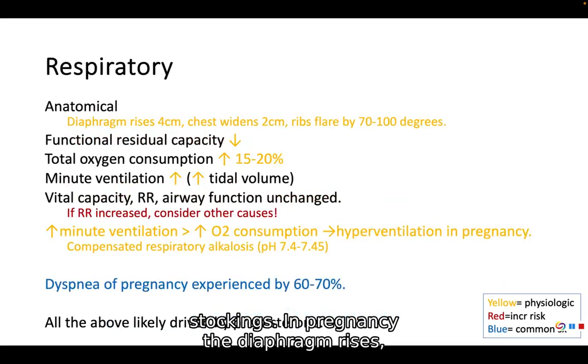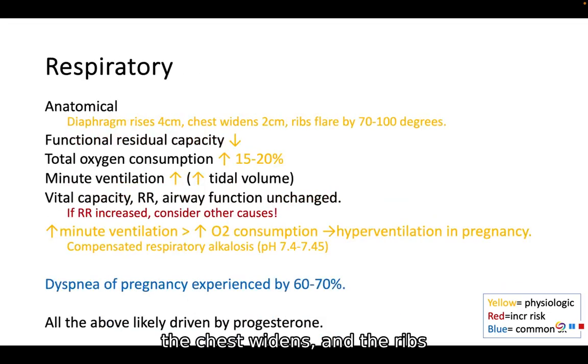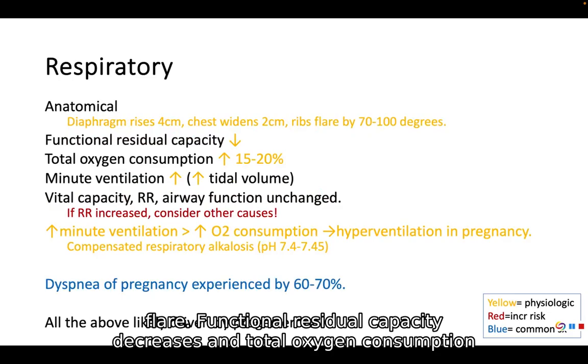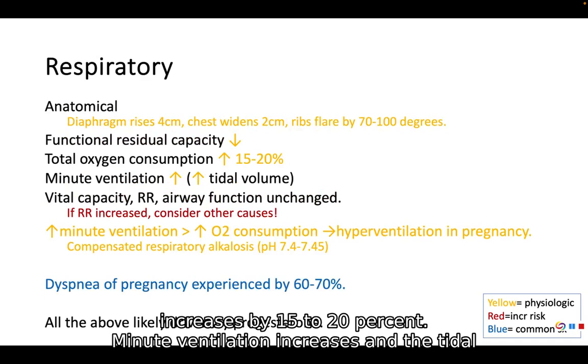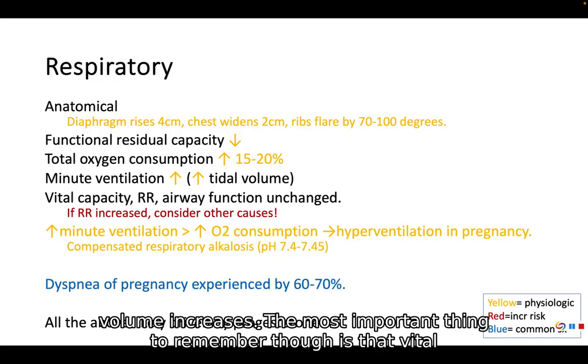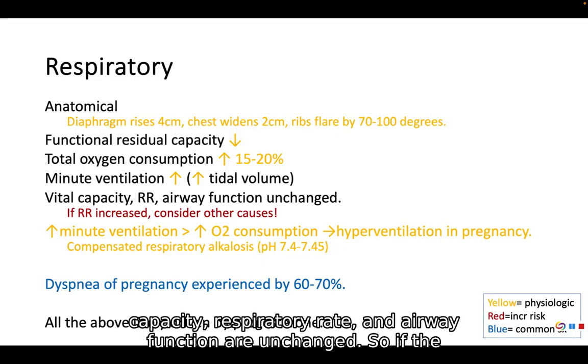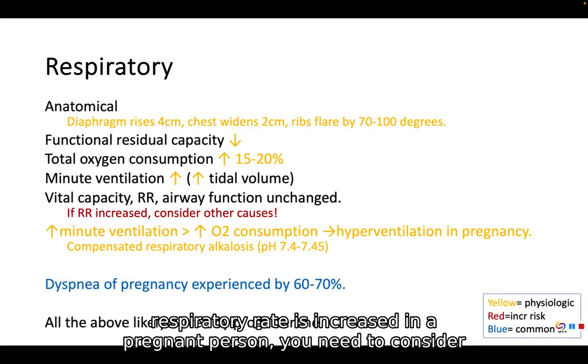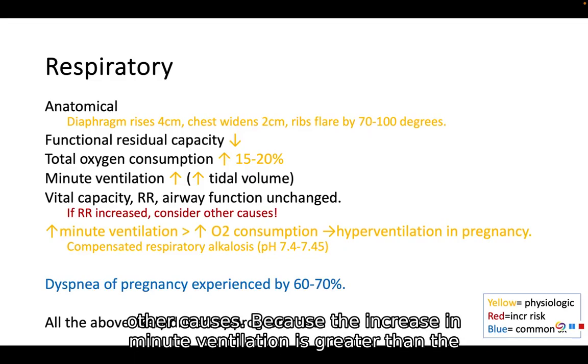In pregnancy, the diaphragm rises, the chest widens, and the ribs flare. Functional residual capacity decreases, and total oxygen consumption increases by 15 to 20%. Minute ventilation increases, and the tidal volume increases. The most important thing to remember, though, is that vital capacity, respiratory rate, and airway function are unchanged. So, if the respiratory rate is increased in a pregnant person, you need to consider other causes.